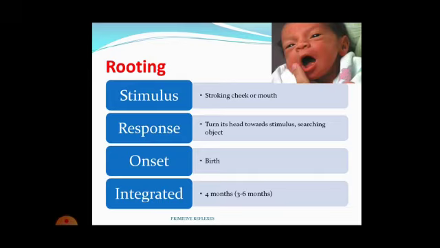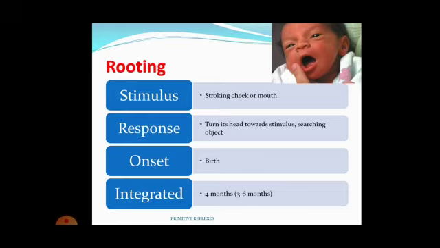Now rooting reflex. So rooting means to find something, to search for something. Clear? So whenever someone is touching the cheek, the child will rotate to that side. Whenever stroking of the cheek or stroking of the mouth occurs, the child will turn the head towards the stimulus side. Clear? Searching for the object.